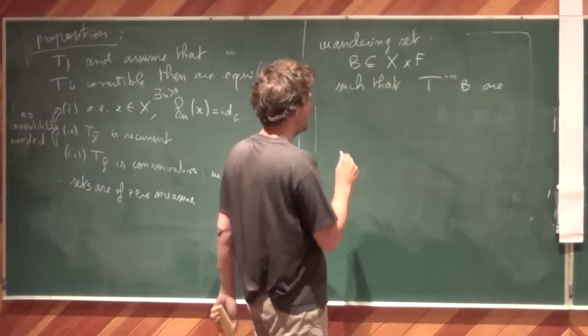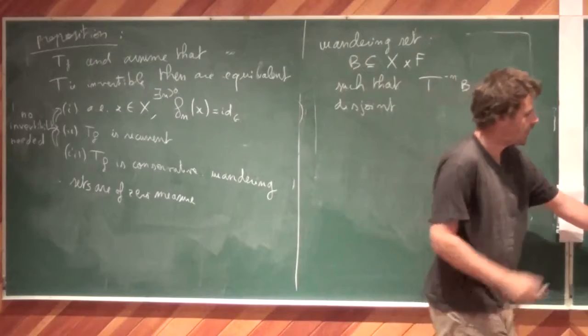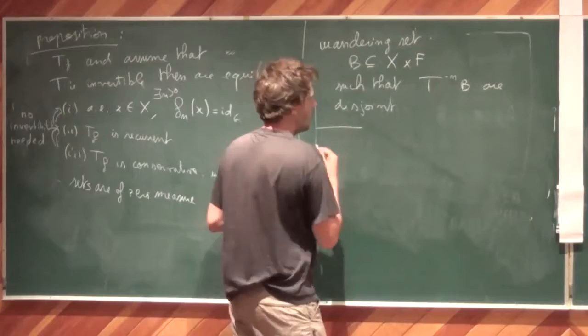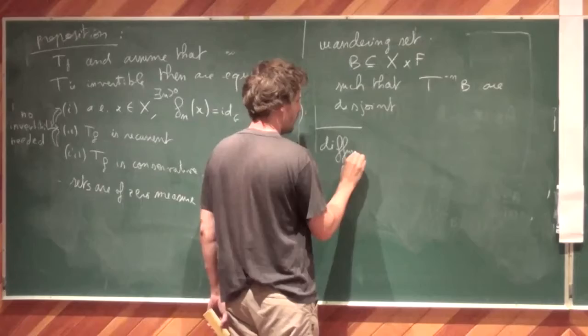So in the map x plus 1, if you pick the interval [0, 1], this is a wandering set because it does not intersect. Okay, so now I want to turn to diffusion rate, and I want to make some relation between the diffusion rate and the recurrence. So if it is not recurrent, we say that it is transient.